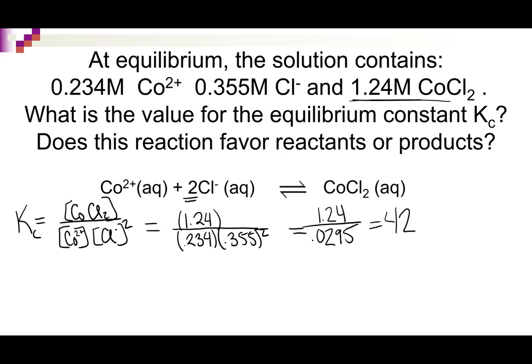Okay. So what does that 42 mean? Well, 42 is a number that is bigger than 1. And so what we see here is our concentration on top is much more than our concentration on the bottom. So that gave us a number greater than 1. That tells me that the forward reaction is favored, or the products are favored in this case. So when we mix these two together, most of these are going to push and create cobalt chloride. There'll be a little bit of this left, but not much.